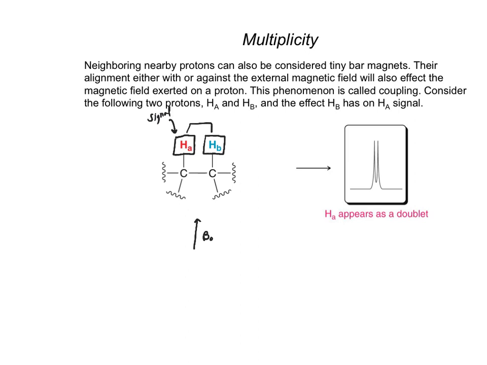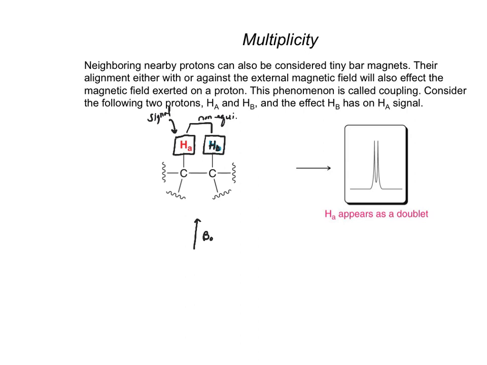And what's really important to note here is that HA and HB are non-equivalent. So these are different protons. They are not equivalent to one another. We're still interested in looking at the signal of HA, but we've applied our magnetic field now, and we know that HB has its own little magnetic field itself.